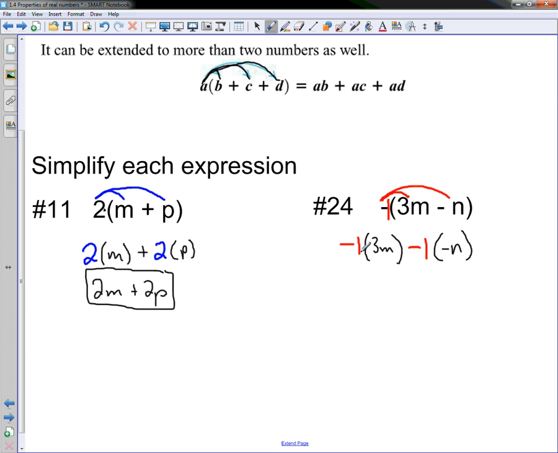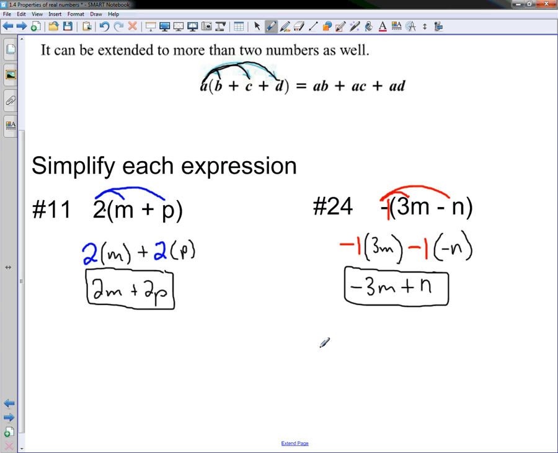Okay. If we go ahead and multiply these, a negative times a positive is going to give me a negative, and we have 3m. Negative times negative is a positive. Remember, we don't have to write the 1 in front of n. It's assumed to be there, so I can just write that as n. Again, those aren't like terms, so you can go ahead and stop there.